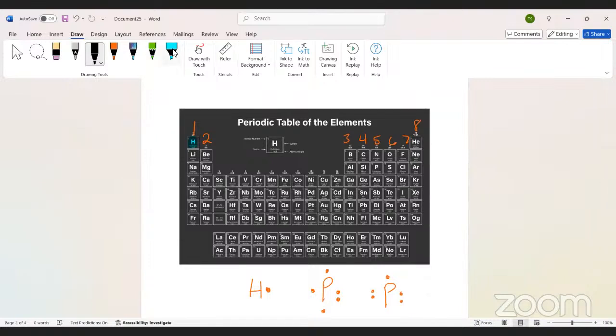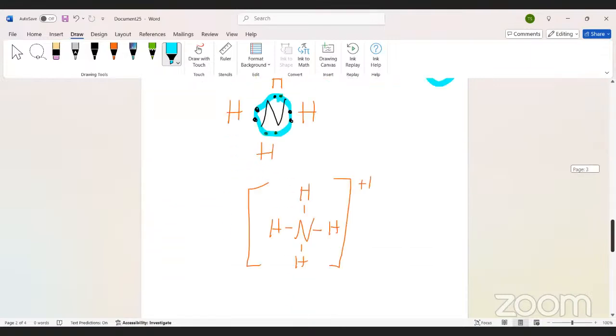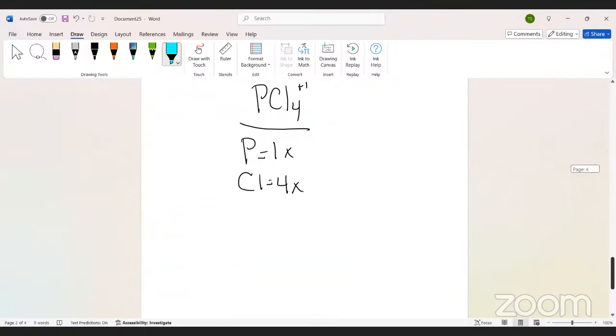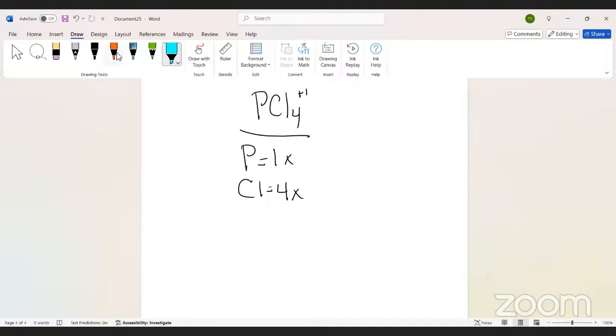We know that phosphorus is right here in group 15. Chlorine is in group 17. So phosphorus is going to give up 5, and each of the chlorines is going to give up 7. Okay, so right here, phosphorus is giving up 5 valence electrons. So 1 times 5 gives me 5. And then each of the chlorines is giving up 7. 4 times 7 is 28.